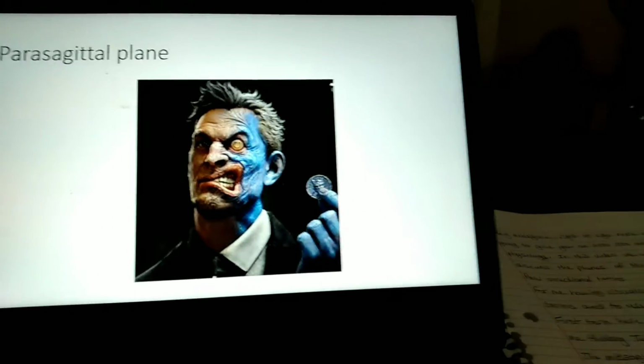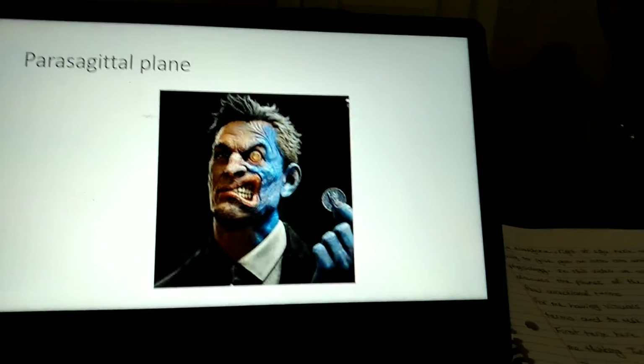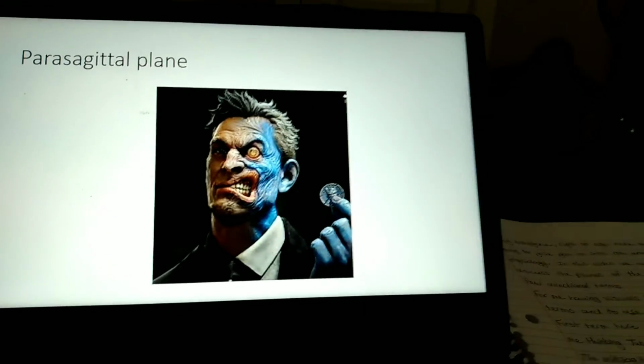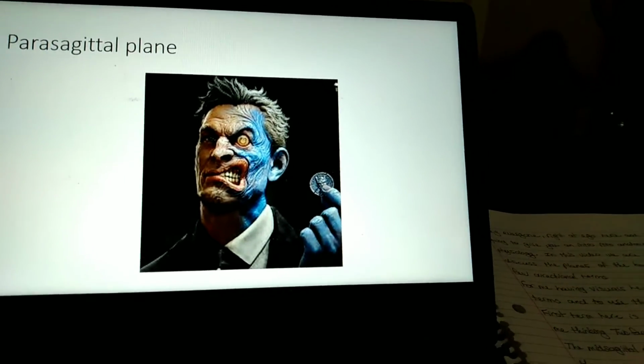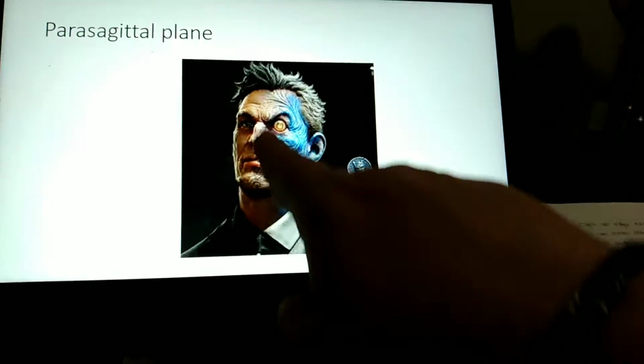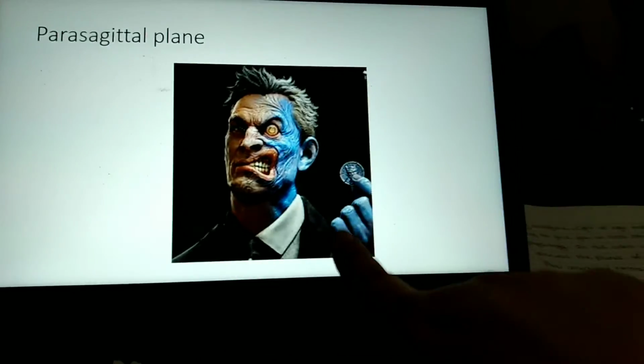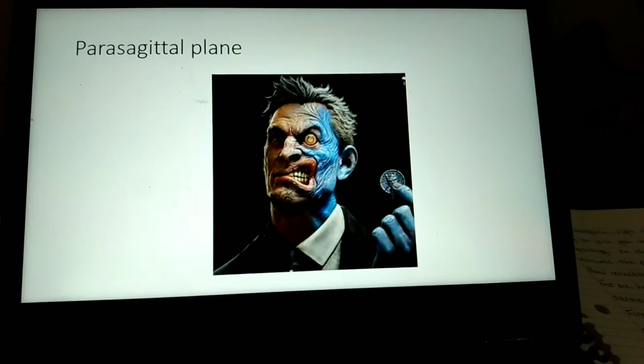This next one may still be Two-Face, but as you can see, there's more human side and no longer on the midline. This makes the plane parasagittal. So as you can see, there's about 90% or so more of the human side versus the disfigured, which is what makes it parasagittal.